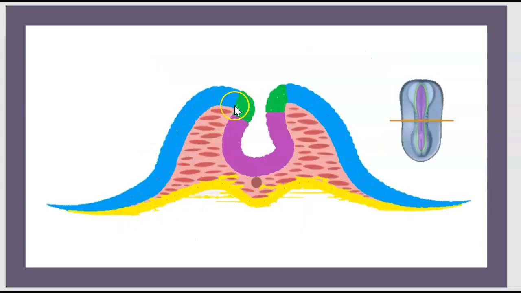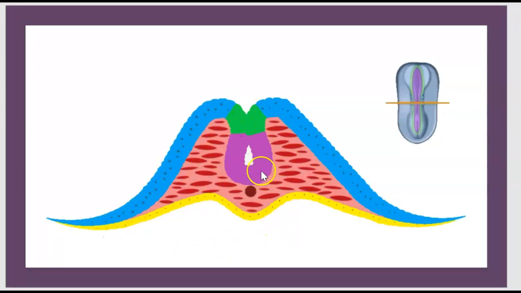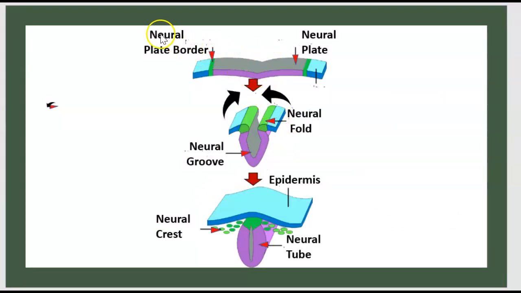The neural plate of the ectoderm gets closer. When it closes, it's the neural tube. The ectoderm with the neural plate border come together to form the neural groove, and then they close, giving the neural tube. But neural crest will migrate from this area.